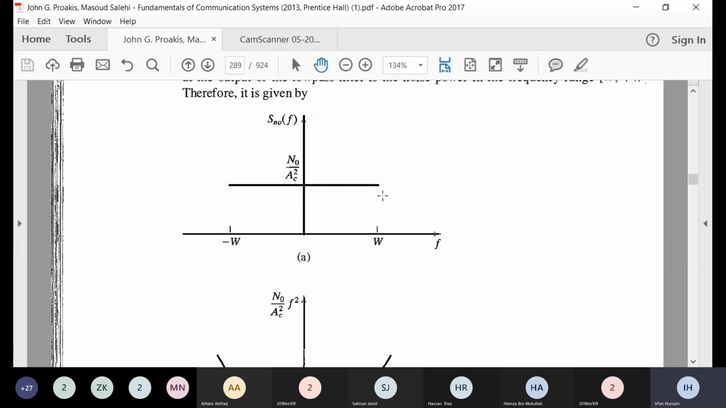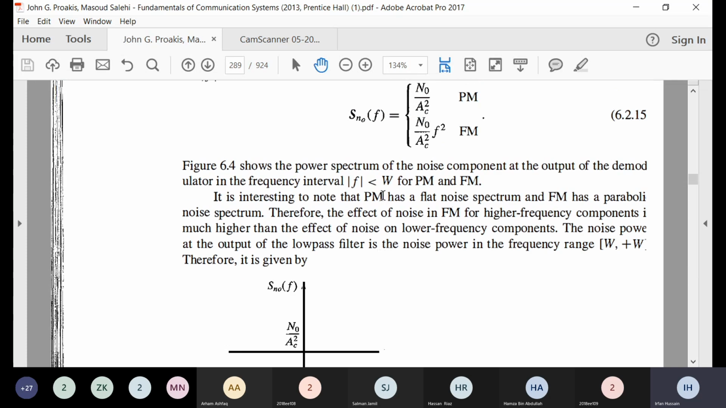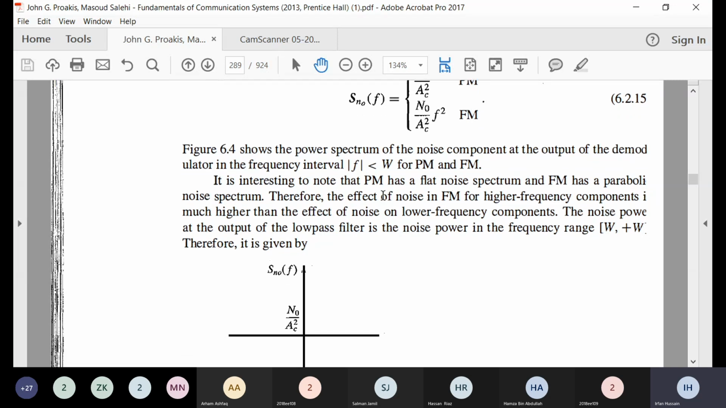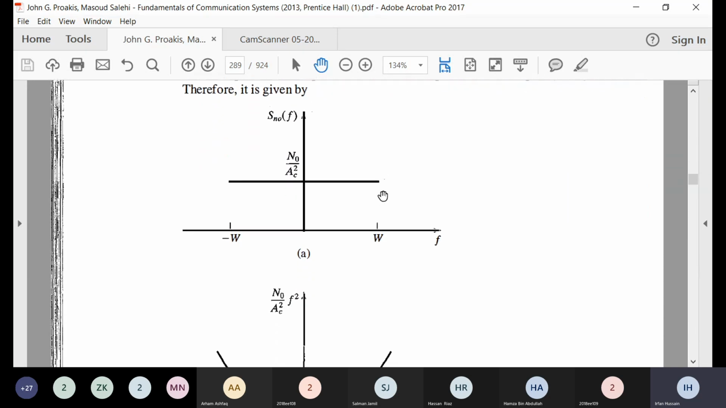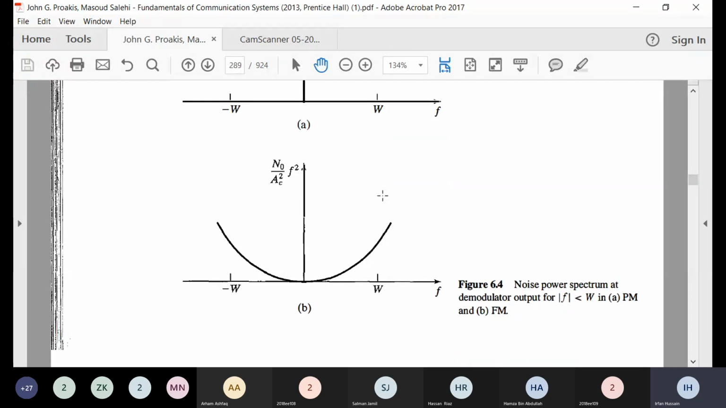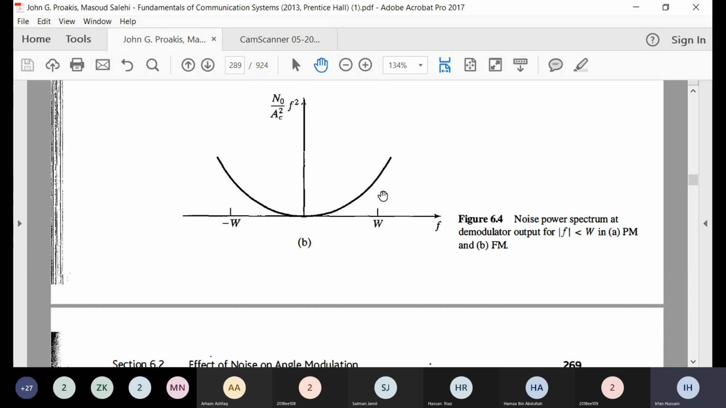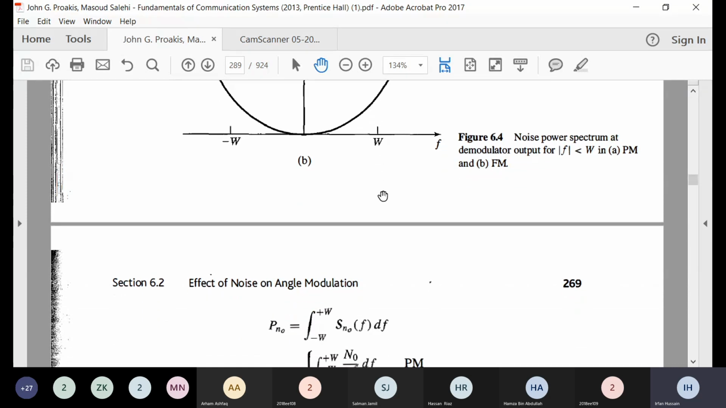If I want to find the total power, I just integrate the PSD. So I will pass this PSD of bandwidth BC over 2, or minus BC over 2 to plus BC over 2, through a low pass filter. So the output will be just going from minus W to W for PM as well as for FM, with this parabolic structure because of the low pass filter. Again, we are using an ideal low pass filter, so its height is 1. That is why this will all come up.